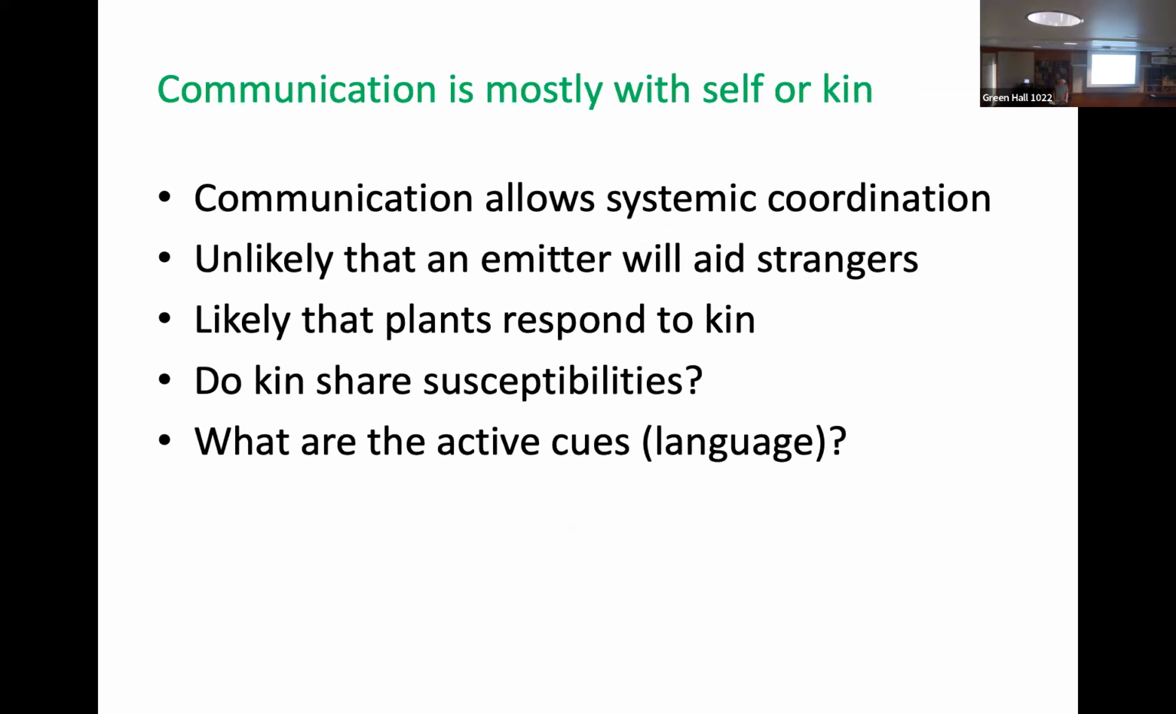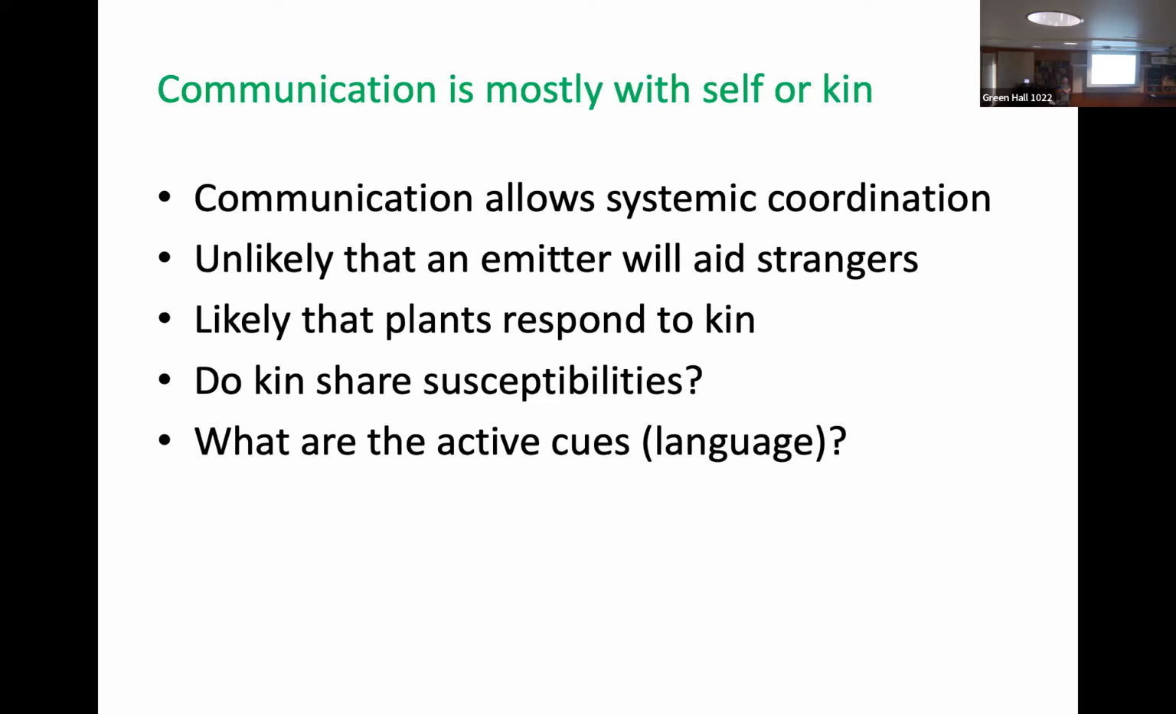and this suggests that perhaps communication is mostly with self, with tissues that are on the same plant, or with kin. And I should say that the sagebrush is strongly genetically structured, so that individuals that are growing next to each other tend to be quite closely related. So this makes it less likely that an emitter will aid strangers, much more likely that plants are responding to themselves or to their kin.